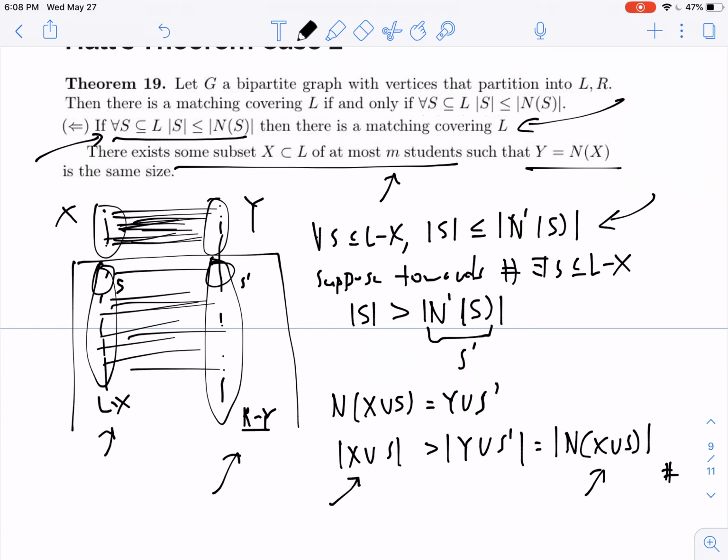Then we just add those two matchings together. There's a list of edges for X and a list of edges for L minus X, and we can just put them together, because every student in X is paired to a tutor in Y, every student in L minus X is paired to a tutor in R minus Y, and those are disjoint, so there's no overlap in tutors, and we can just list all of the edges in one long list.